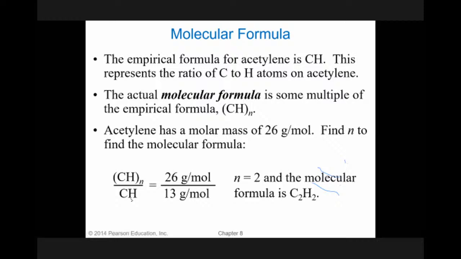We're going to divide the molar mass of the substance by the empirical formula mass. All right. So therefore, since the empirical formula is 13, then we're going to divide this into 26. So N equals 2. Now we can go back here and multiply CH by N. So the molecular formula for acetylene is C2H2.